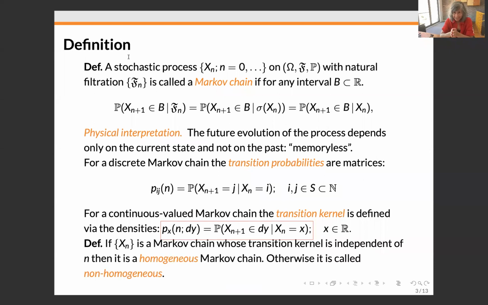If xn is a Markov chain whose transition kernel or probabilities are independent of n, so it means that the dynamics is not changing in time. It's always following the same rule, and we call it a homogeneous Markov chain. Otherwise, we call it non-homogeneous Markov chain. By default, if we don't specify, then by default, it will be a homogeneous Markov chain.